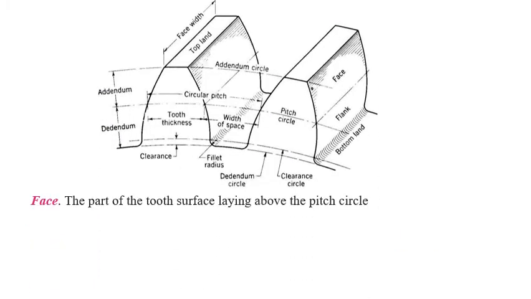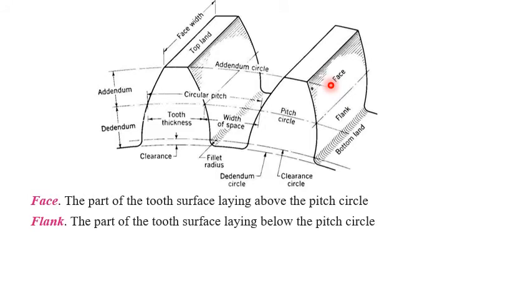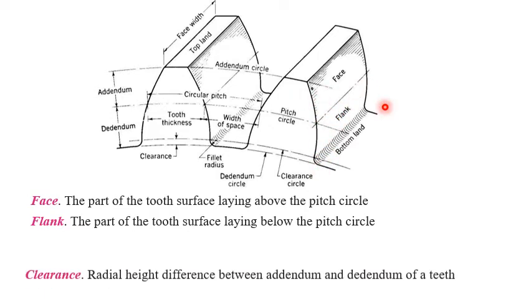Next one, face. So what do you mean by face? It is the part of the surface of the tooth which is lying above the pitch circle. You can see this part, we call it the face, because this is the part of the tooth which is lying above the pitch circle. Similarly, we have a flank which is below the face. This is also part of the tooth surface which is lying below the pitch circle.